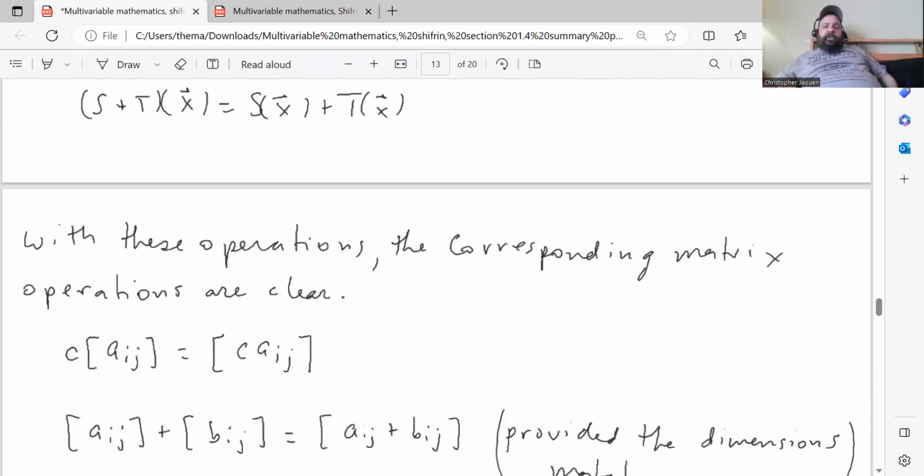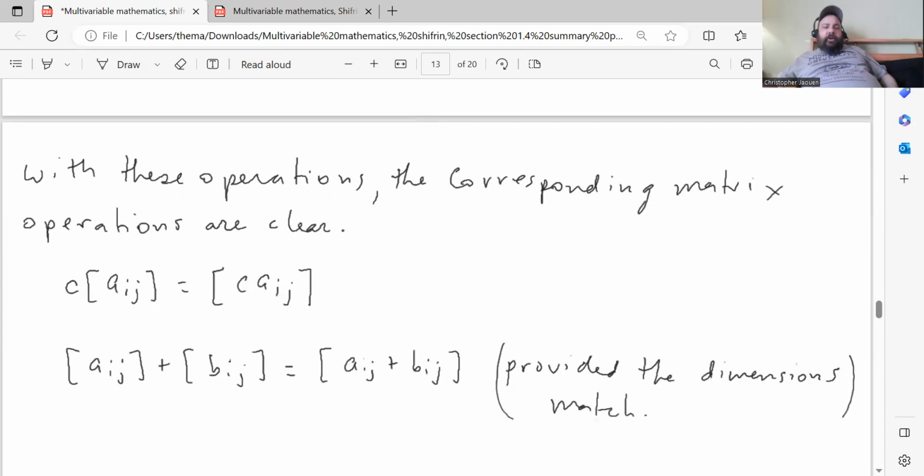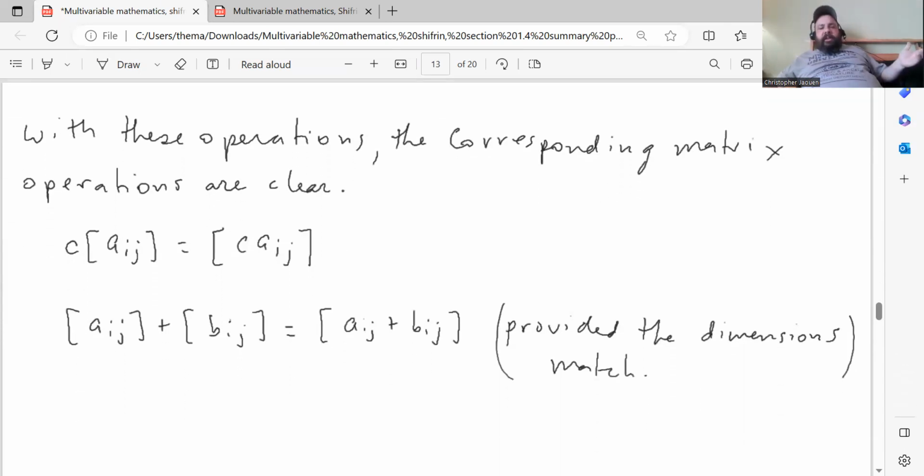With these operations, the corresponding matrix operations are clear, just by using the definition of scalar multiplication and addition of matrices. But you do have to be careful. You can only add matrices when the dimensions match.